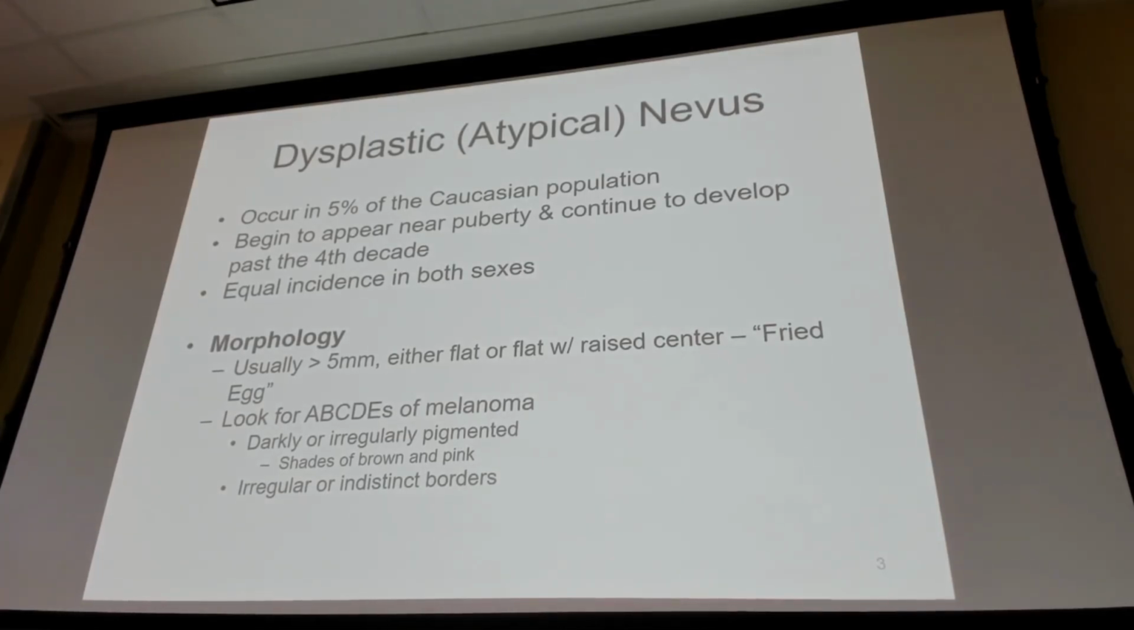ABCDEs, those are the things that we're going to talk about over and over, okay? If we're looking at the color, they can be darkly or irregularly pigmented. So it's not all just one color. You can have several of those colors. Irregular or indistinct borders are some of these things. Again, differential diagnosis, because these are going to be some of those same things that we're discussing once we get into those four melanoma abnormalities.